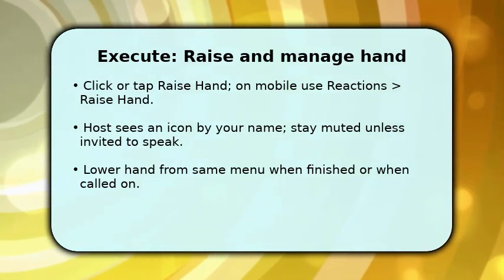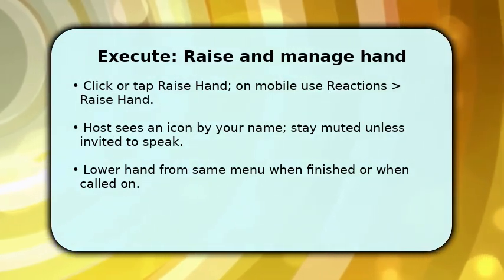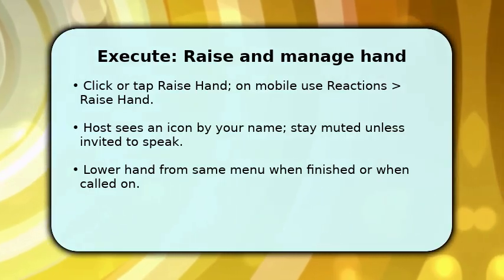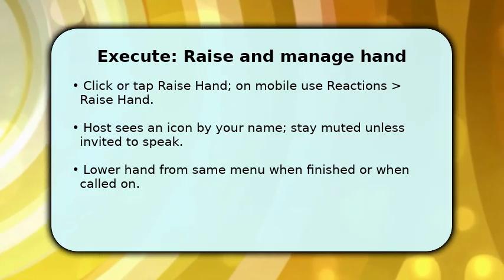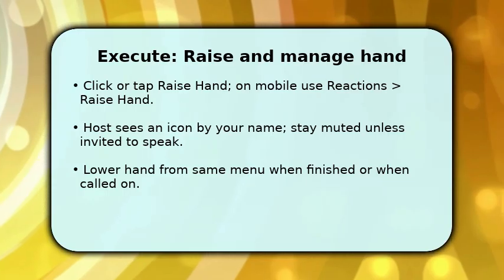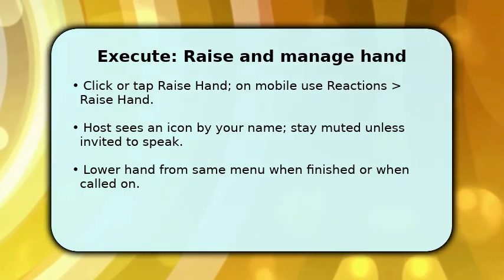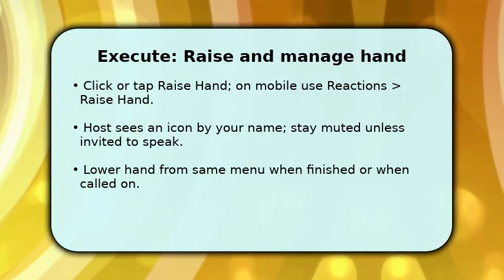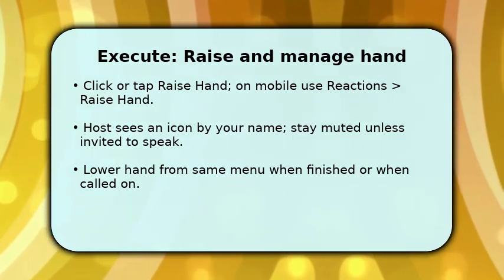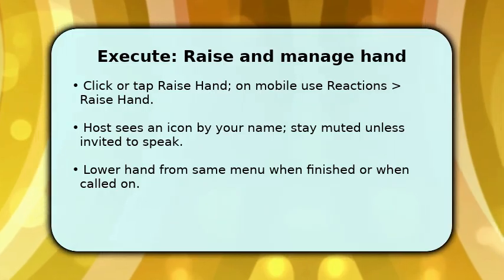Click or tap the Raise Hand control. On mobile, go to Reactions, then Raise Hand. On desktop, use the Participants panel or Reactions icon. Once raised, the host and co-hosts see an indicator by your name and may call on you in order. That's why you should remain muted until invited to speak. When your turn ends, or if you change your mind, lower the hand from the same menu to keep the cue accurate and avoid confusion.